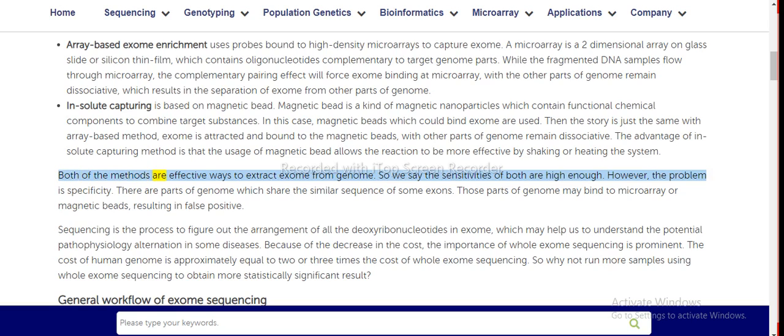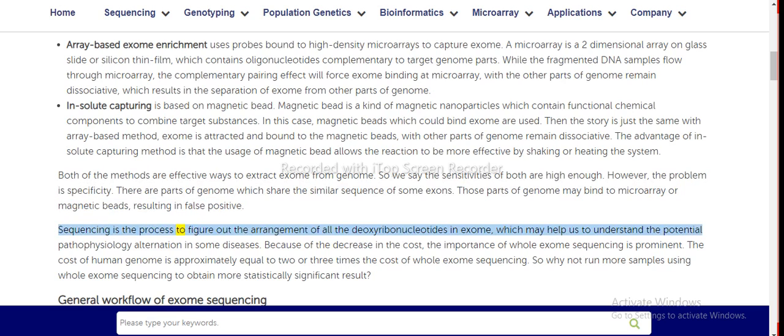Both of the methods are effective ways to extract the exome from the genome. So we say the sensitivities of both are high enough. However, the problem is specificity. There are parts of the genome which share similar sequences of some exons. Those parts of the genome may bind to the microarray or magnetic beads, resulting in false positives.